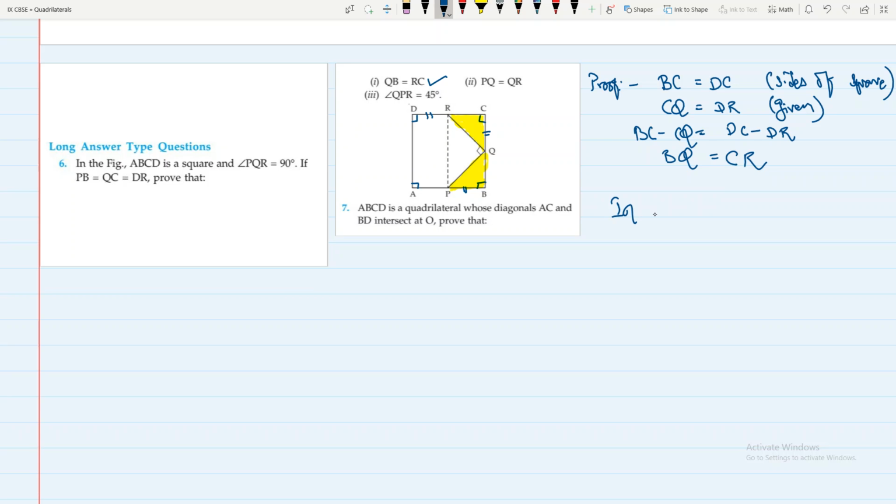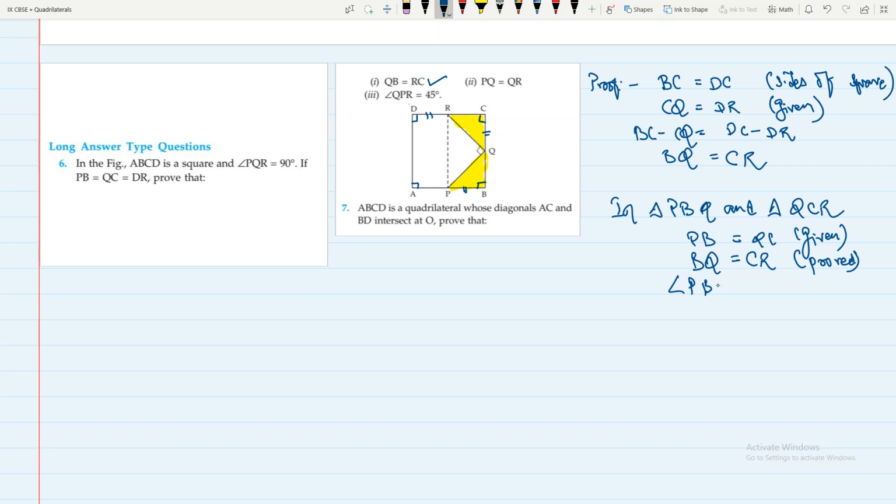So as we discussed earlier, in triangle PBQ and triangle QCR, PB is equal to QC, given. BQ is equal to CR, proved. Angle PBQ is equal to angle QCR, both 90 degrees. Therefore, triangle PBQ is congruent to triangle QCR. By which test?